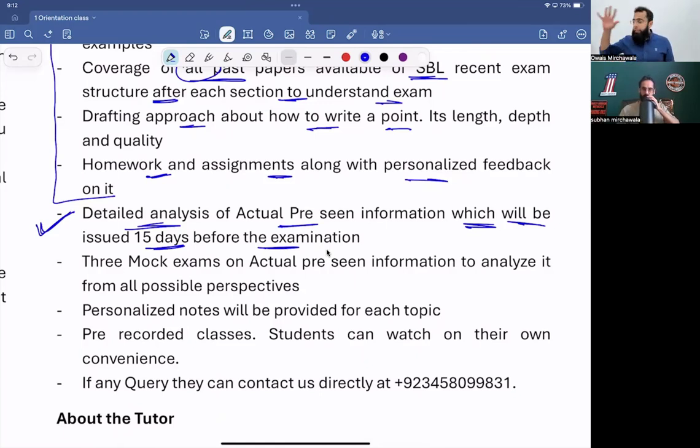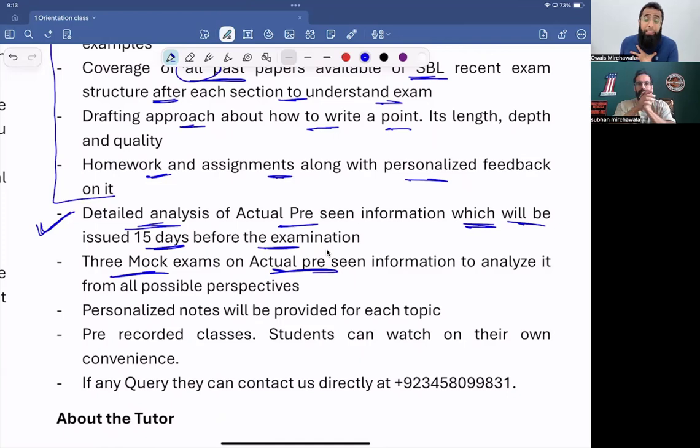Because see, in the entire course we discuss everything, a lot of past papers and everything. But when your attempt's pre-seen is launched, two weeks before the exam, you get that document, the paper is out. So then we start discussion on that, a detailed analysis of it. And then on that actual pre-seen, we develop our three mock exams.